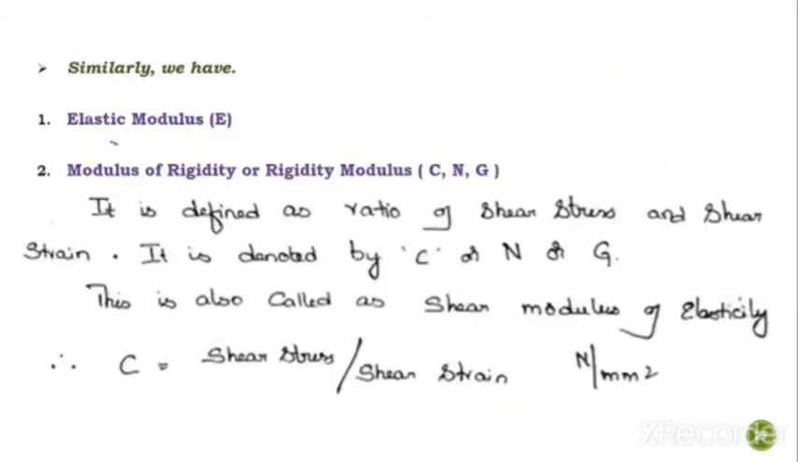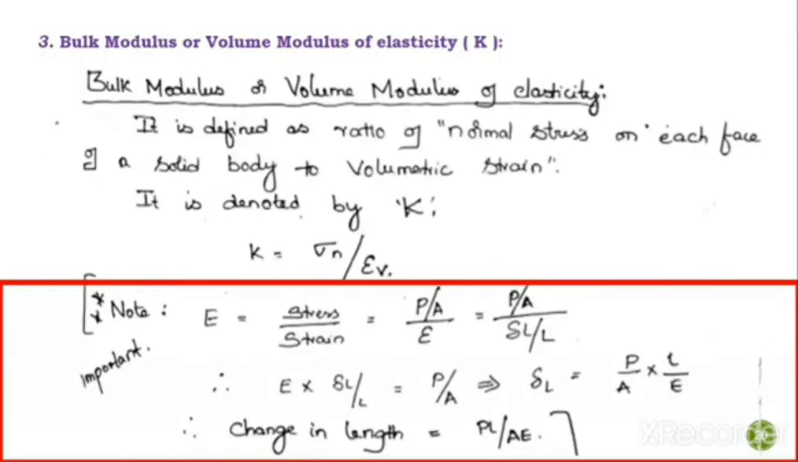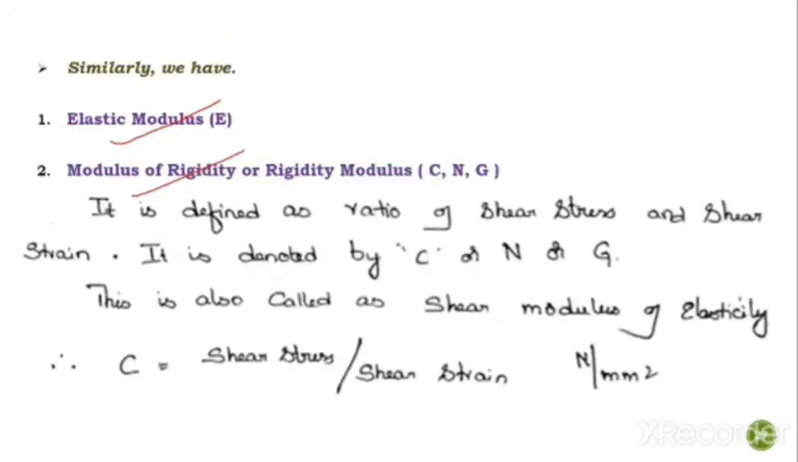Okay. Similar to elastic modulus E, there are two more properties that a material has: modulus of rigidity, and the other one is bulk modulus or volume modulus of elasticity. So let me briefly explain these two parameters also. Modulus of rigidity or rigidity modulus is denoted by C or N or G. It is defined as ratio of shear stress and shear strain.